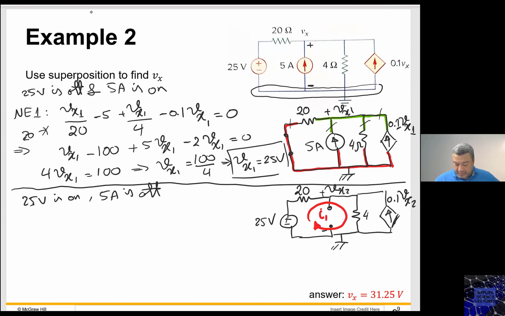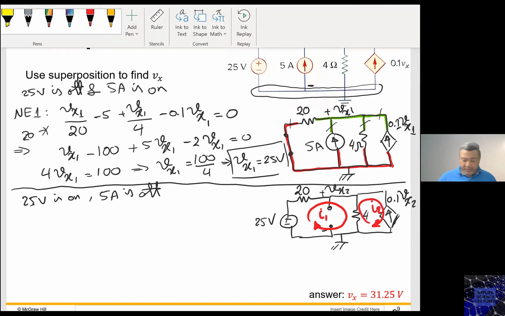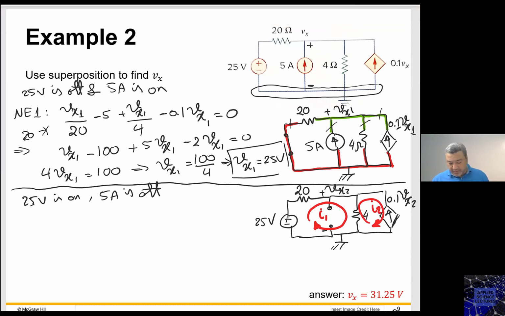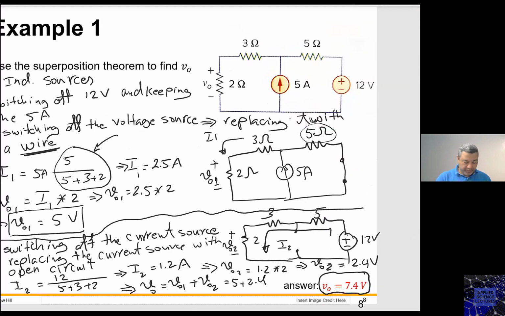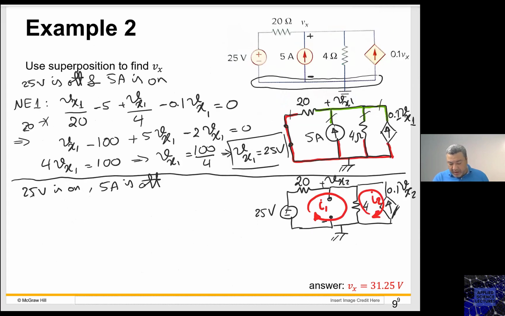I1, I2. Remember, we had here a current source, dependent current source. So I2 is minus 0.1 Vx2, right? Right away.